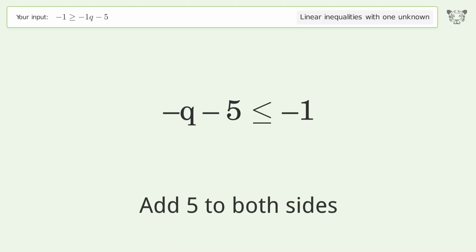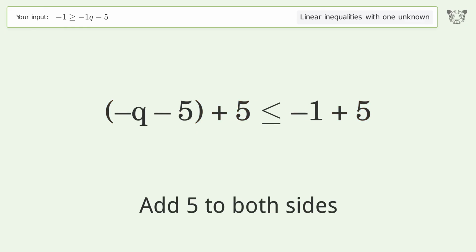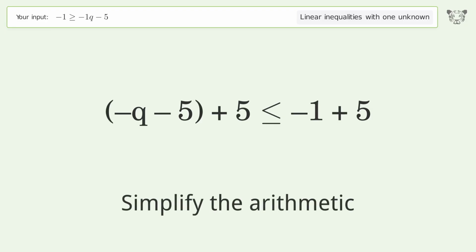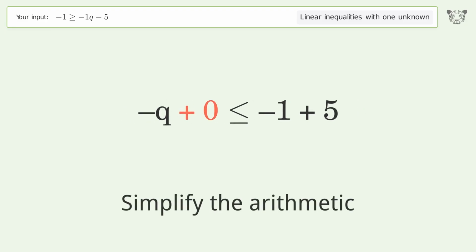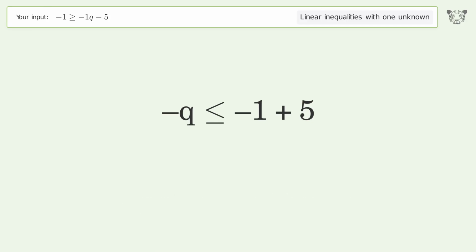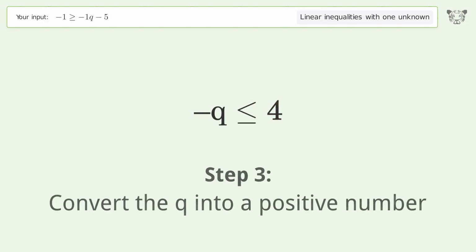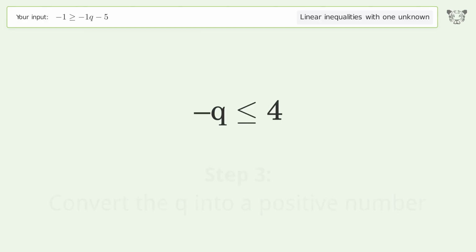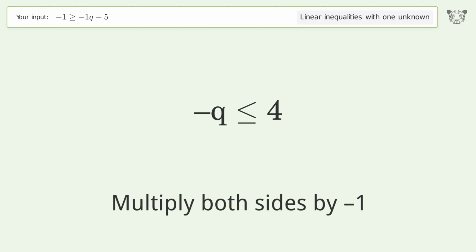Add 5 to both sides. Simplify the arithmetic. Convert the q into a positive number. Multiply both sides by -1.